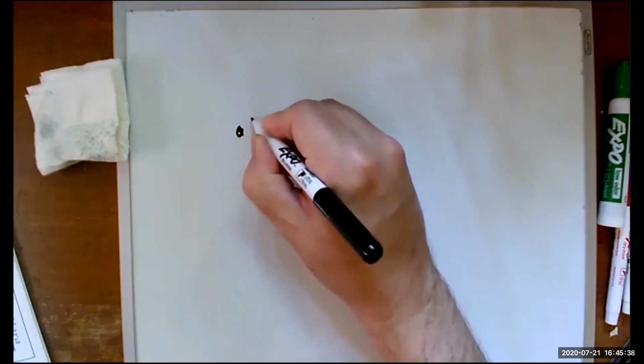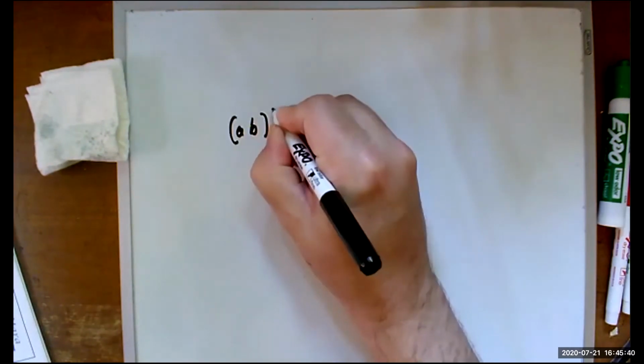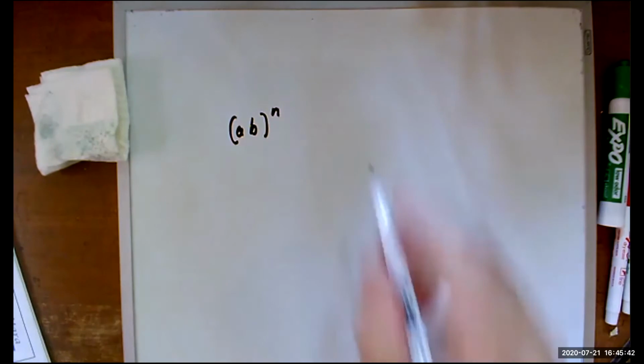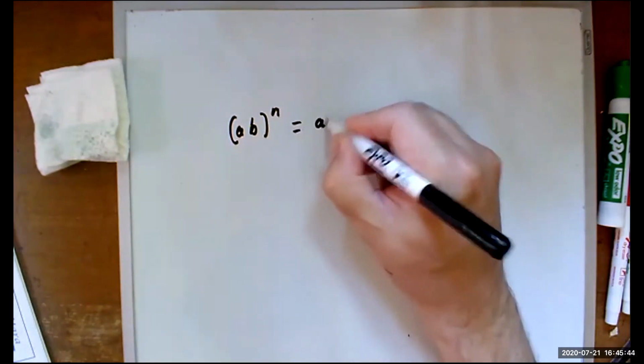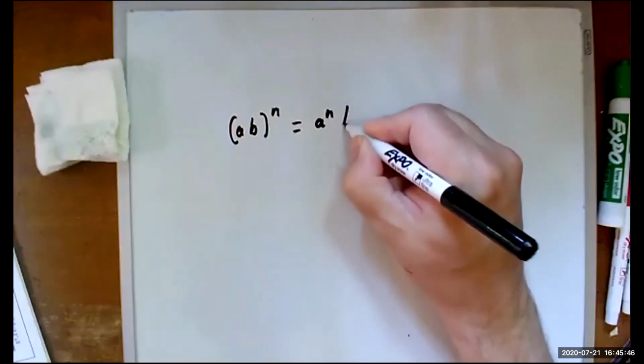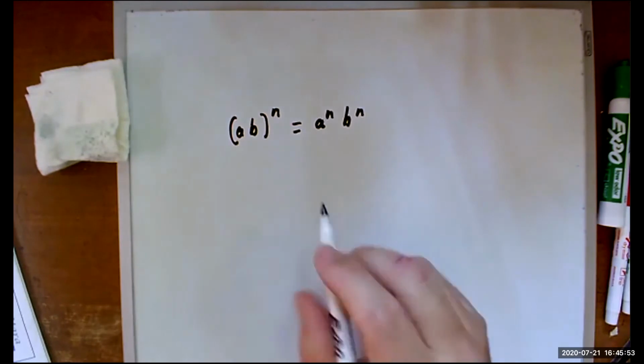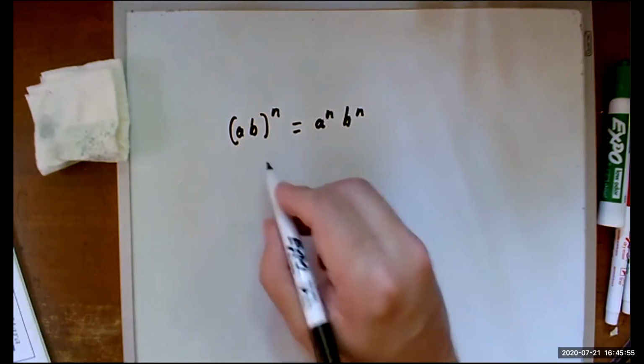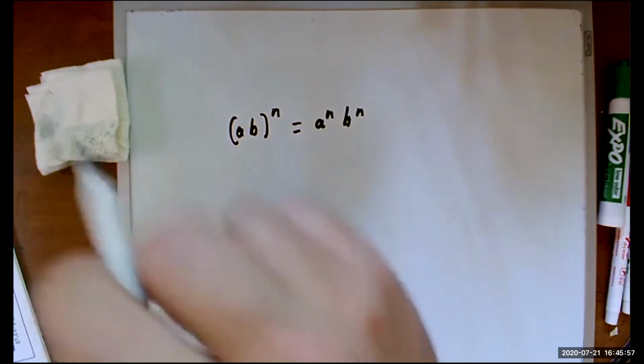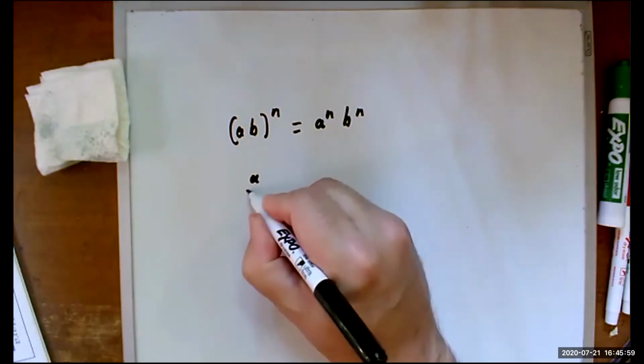Last thing to note in terms of the power rules that we're pulling out: if you've got multiple numbers being raised to some power, it's the same as raising each of those numbers to that power. You can distribute the power.